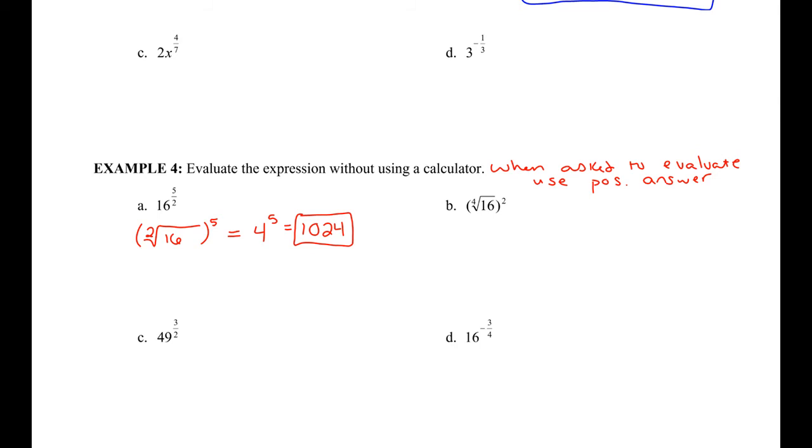Alright, there are two ways for you to think about part B. The first would be if you knew that the fourth root of 16 was 2. We could rewrite this as 2 squared, which gives us our answer of 4.